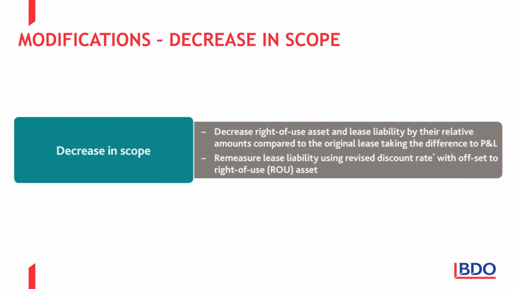Also, you would remeasure the lease liability using the revised discount rate with a set off to the right of use asset. So you would say at this stage, when we decrease the scope, we are repricing. And because we are repricing, we use an updated or revised discount rate. But the effect of that revised discount rate will be set off against your right of use asset.